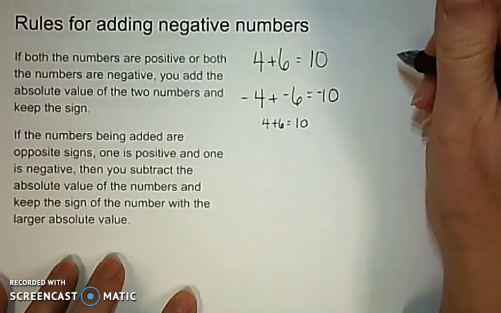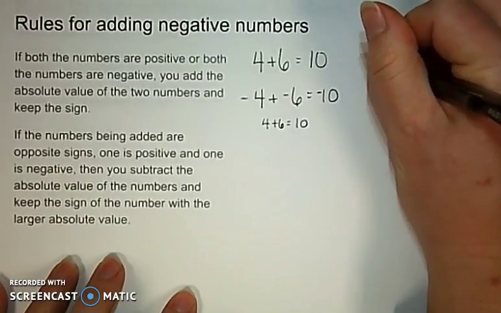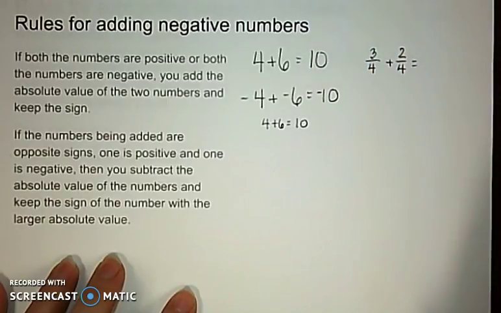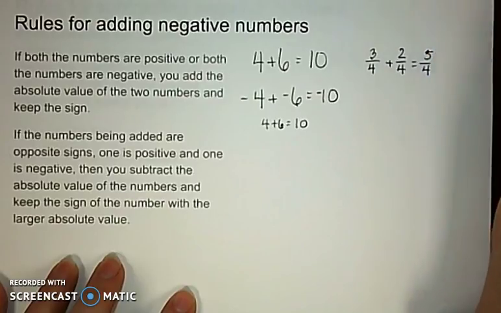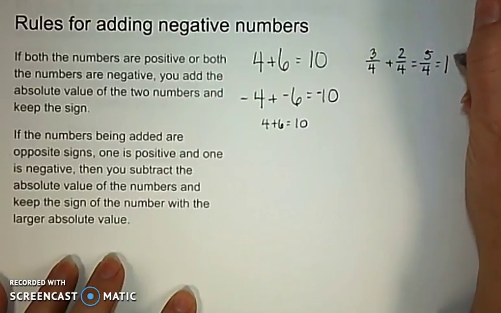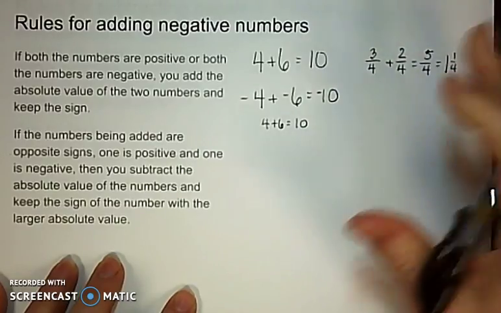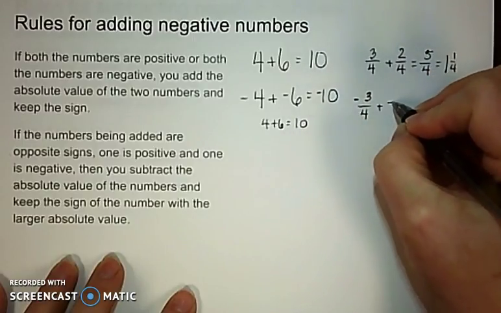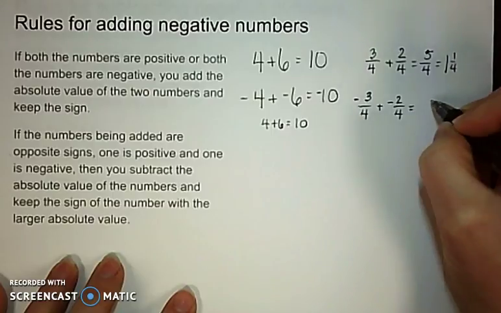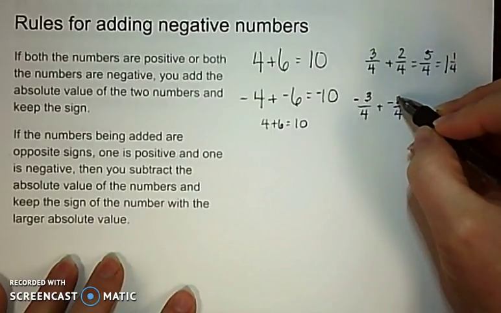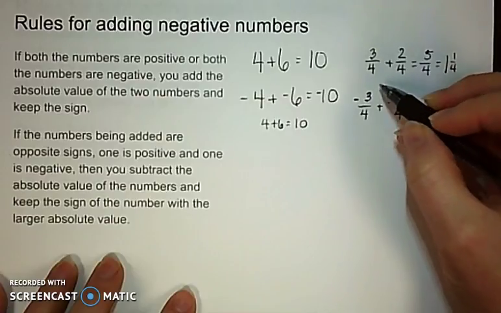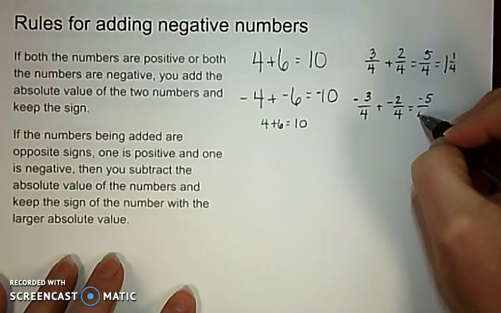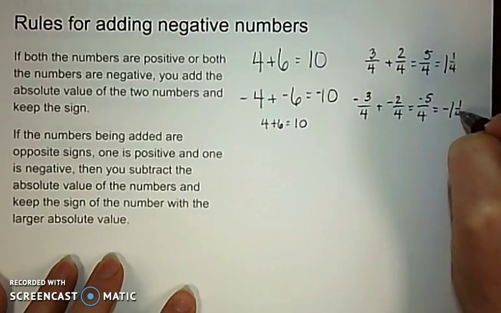I can also do this with rational numbers. If I had 3/4 plus 2/4, I would just add them and get 5/4, or I could also say that that is 1 1/4, and it's all positive, and I just add it together. If it was a negative 3/4 plus a negative 2/4, I can do the same thing. I'm going to add these two numbers together. They have the same sign, so their absolute values are going to be the same as their positive counterparts. So I get negative 5 over 4, or negative 1 1/4.